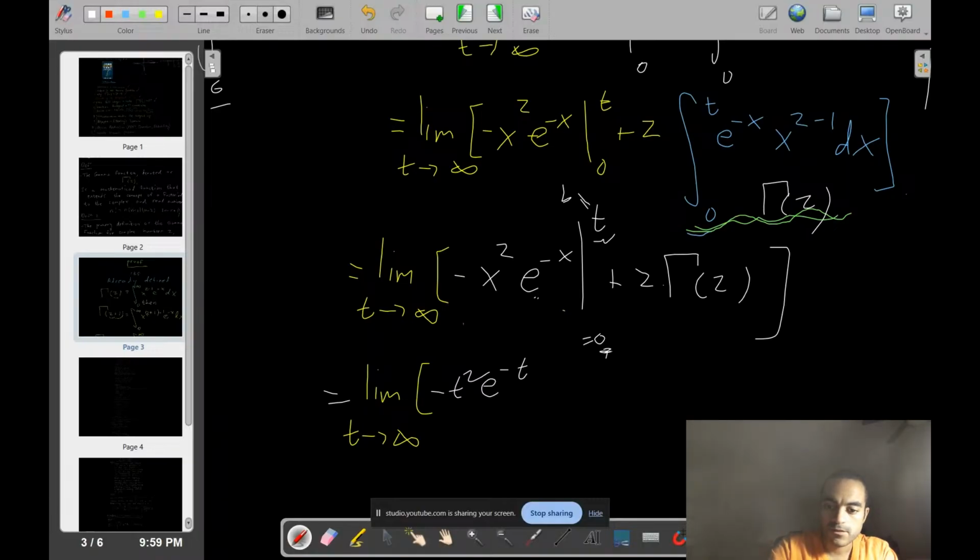Now we do the lower limit, the lower bound here at 0. Next we subtract. That's part of the formula f of b minus f of a, but since we have negatives, negative of 0 squared e to the 0, like this, plus z times gamma of z.